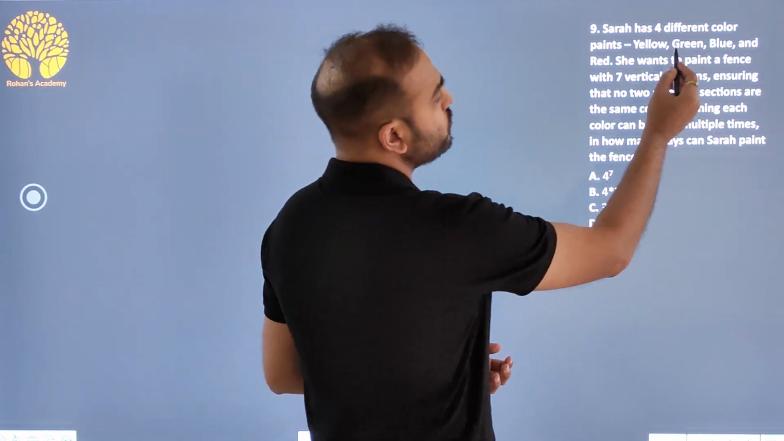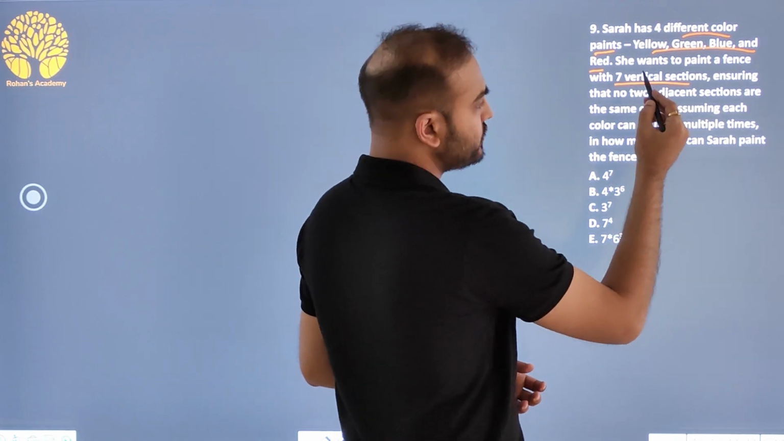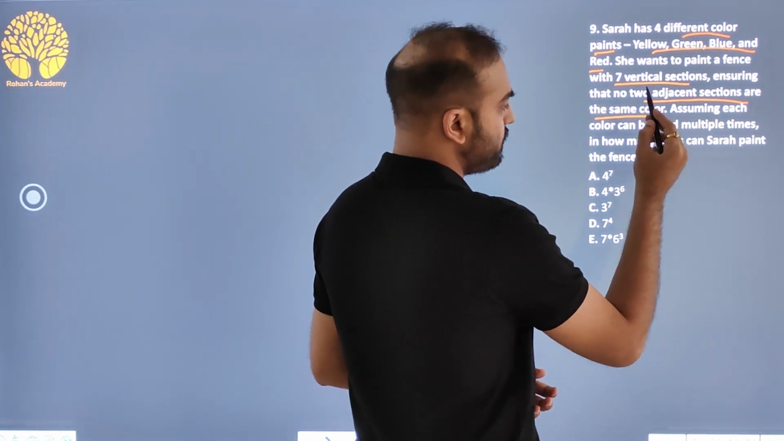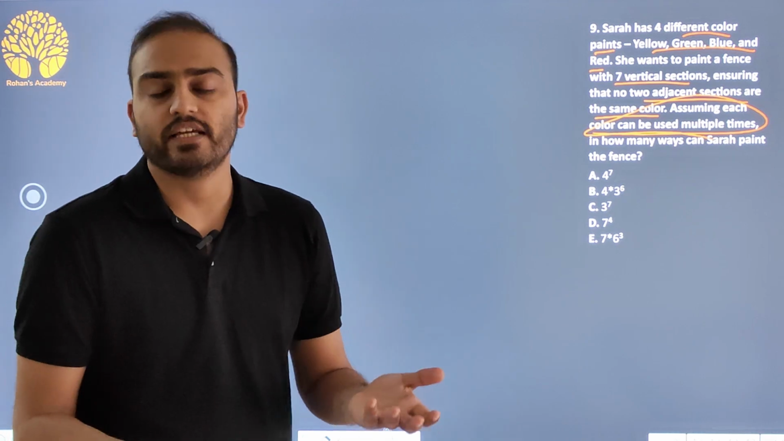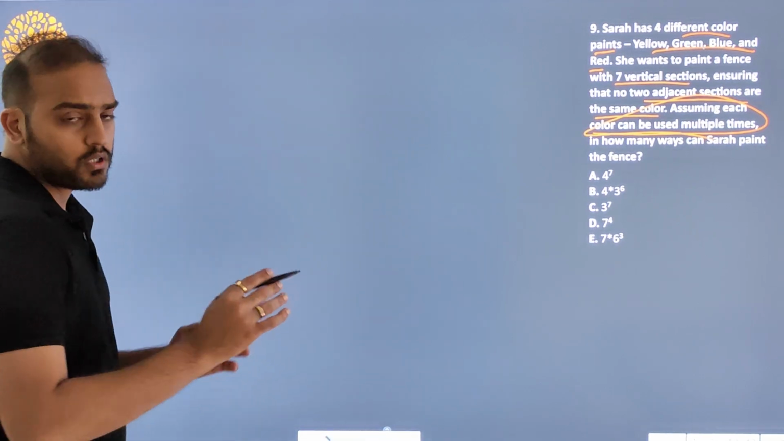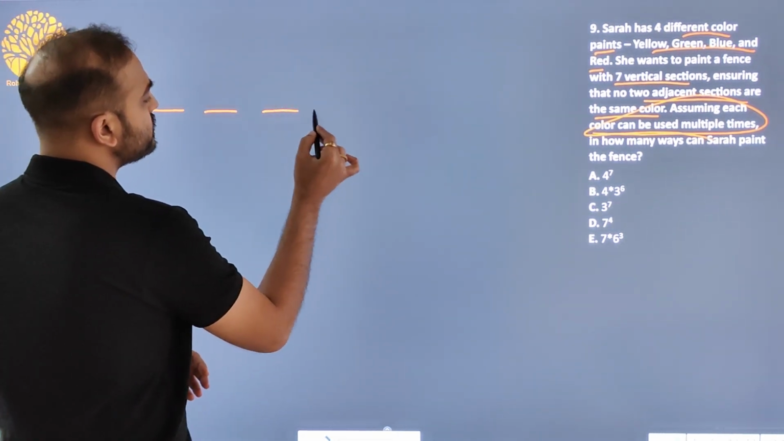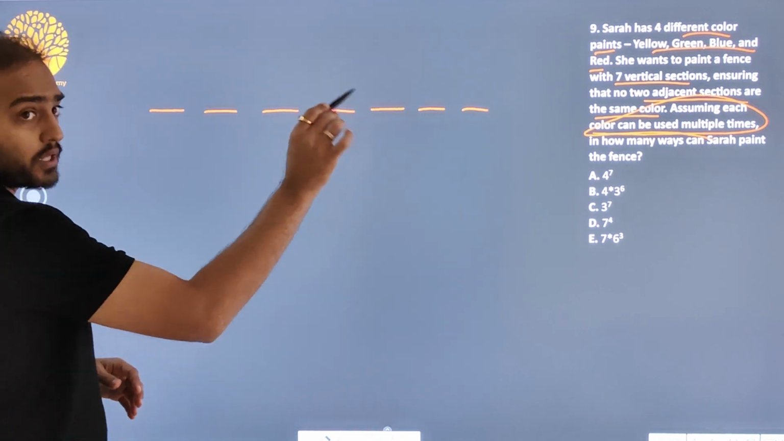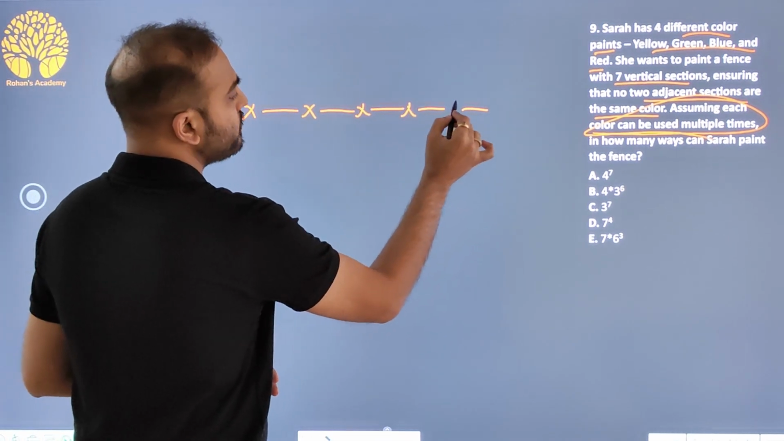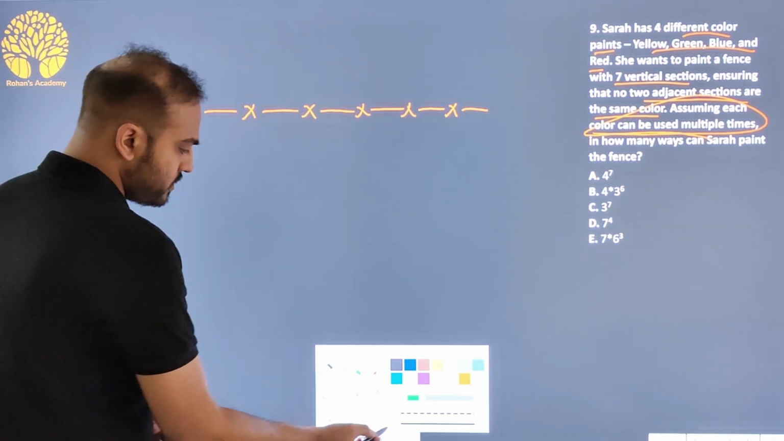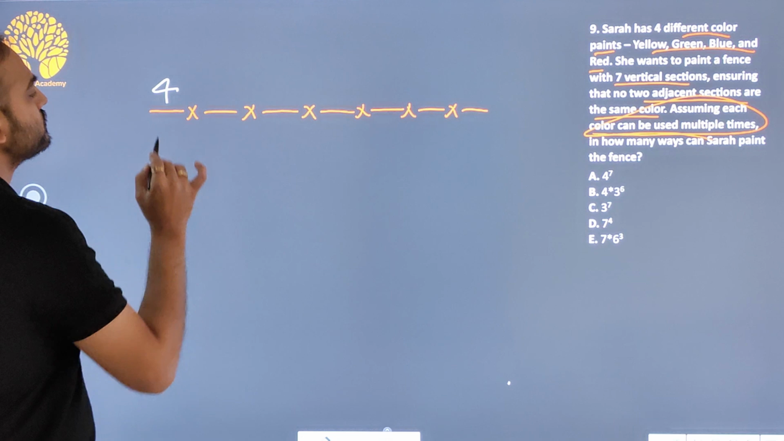Moving on to the next one. So you have 4 different colors. You want to paint a fence with 7 vertical sections. No 2 adjacent sections have the same color. Now the question itself says the color can be used multiple times, so you know repetition is allowed. Since repetition is allowed, don't think of permutation combination, directly think of counting. I want 7 vertical sections and I want all of them at once. So I want a color here and a color here and here and here and here and here. So multiplication, right?